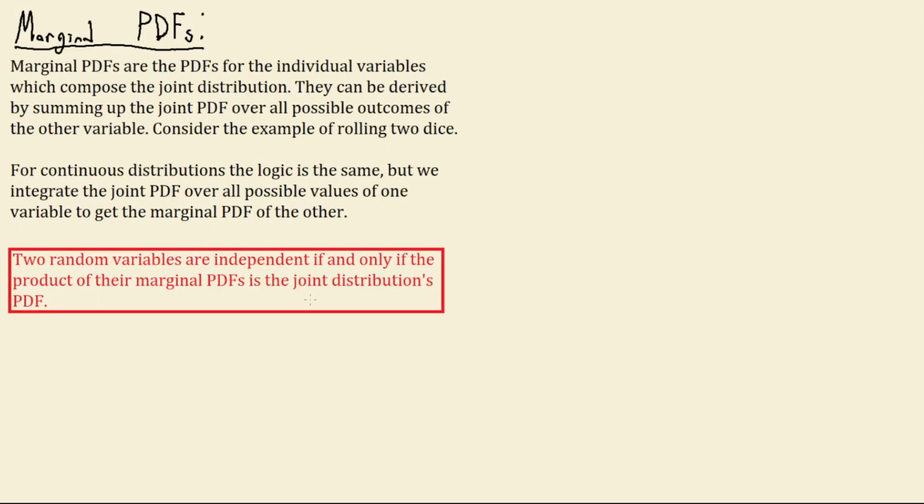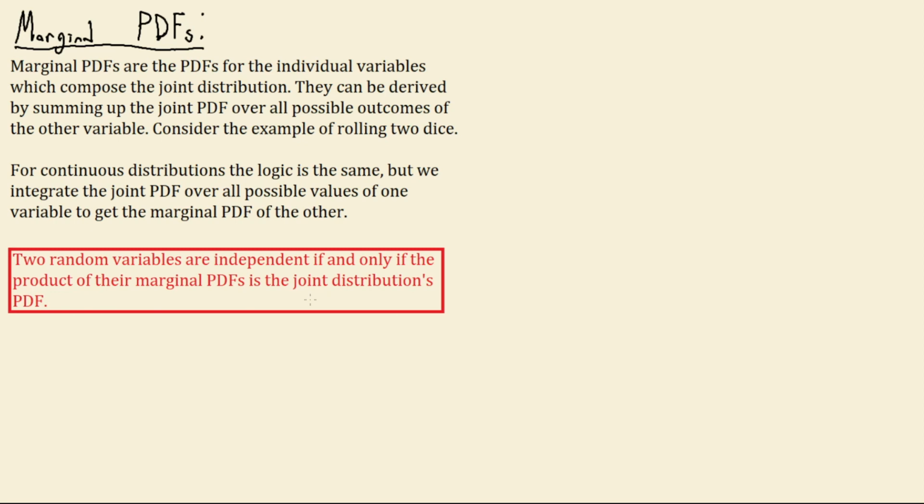So if we're given a joint probability density function, we can derive what are called marginal probability density functions. These are just the PDFs for the individual variables that compose the joint distribution. And they can be derived quite simply by just summing up the joint probability density function over all the possible values of the other variable.